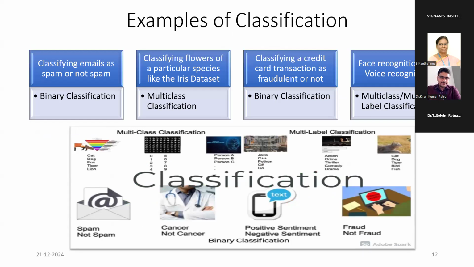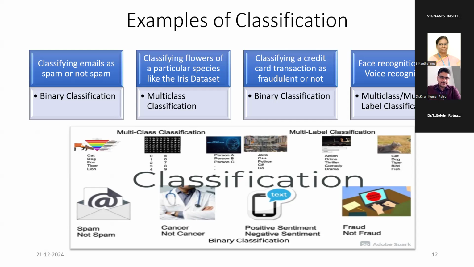We have binary classification, multi-class classification, and multi-label classification. I will give an example of binary classification. We get some mails, and you predict whether a mail is spam or not spam. That is an example of binary classification. If you are classifying more than 2 labels, then it is called multi-class classification. An example is given.